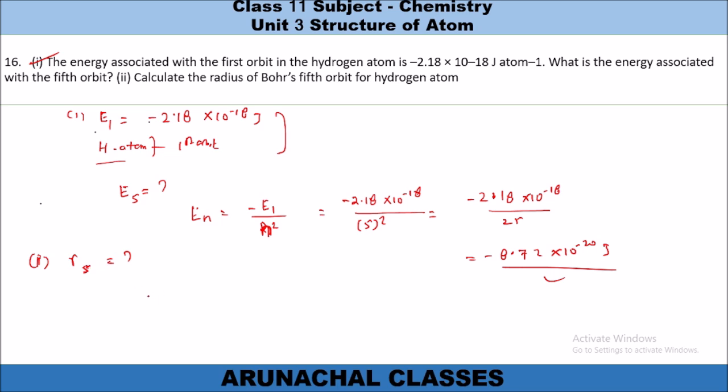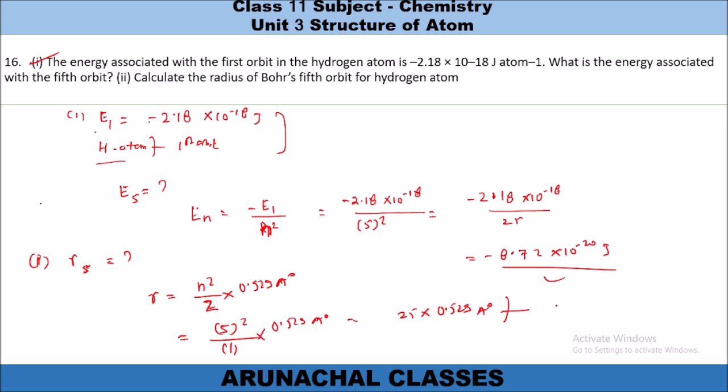We have the formula that radius will be equal to n square upon Z multiplied with 0.529 angstrom. So here n square means 5 square, 5 5 is 25, divided by Z. Z value is 1, that is for hydrogen atom, multiplied with 0.529 angstrom. Now solve this one: 5 5 25 multiplied with 0.529 angstrom.